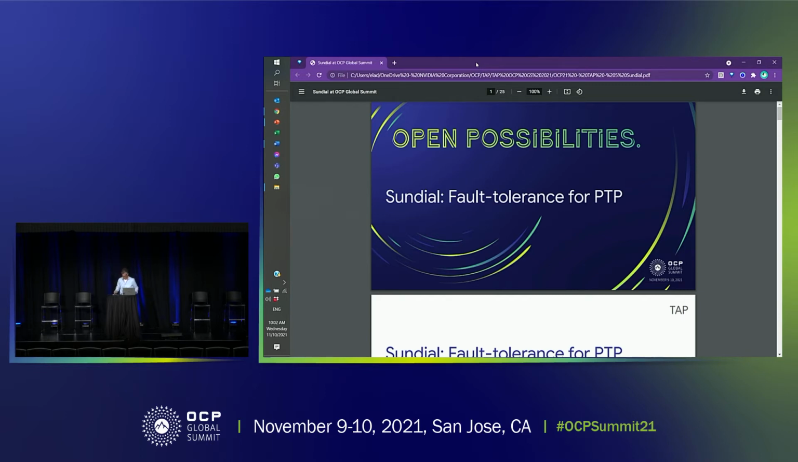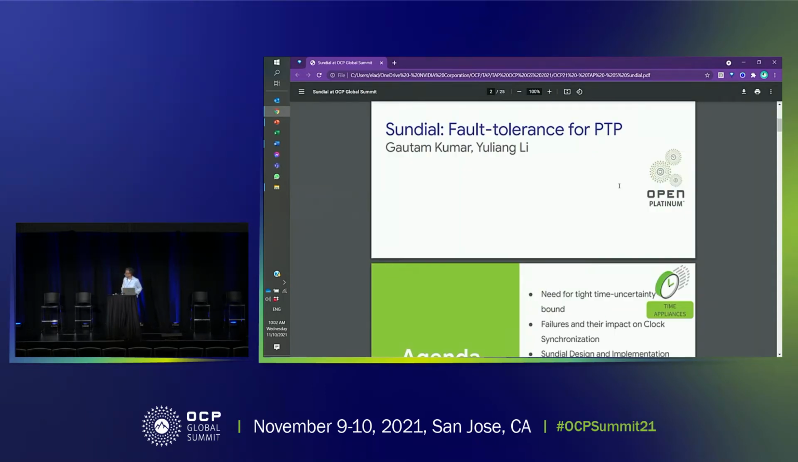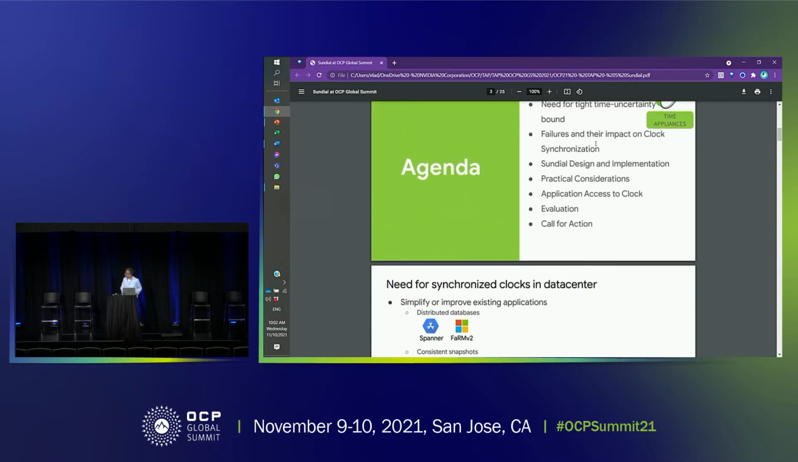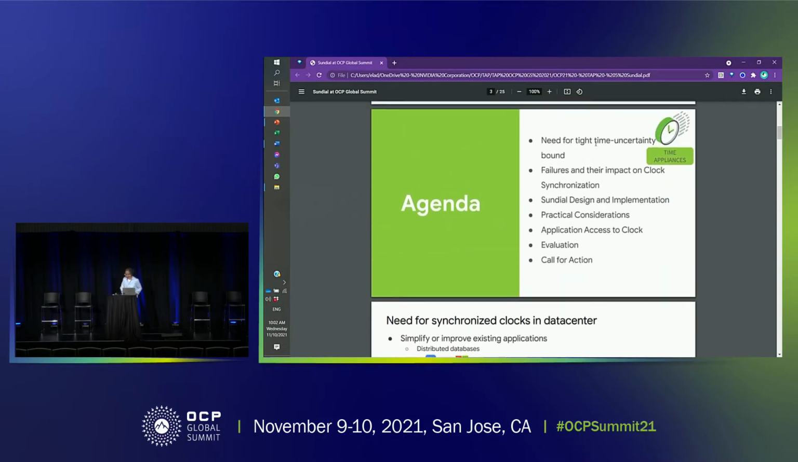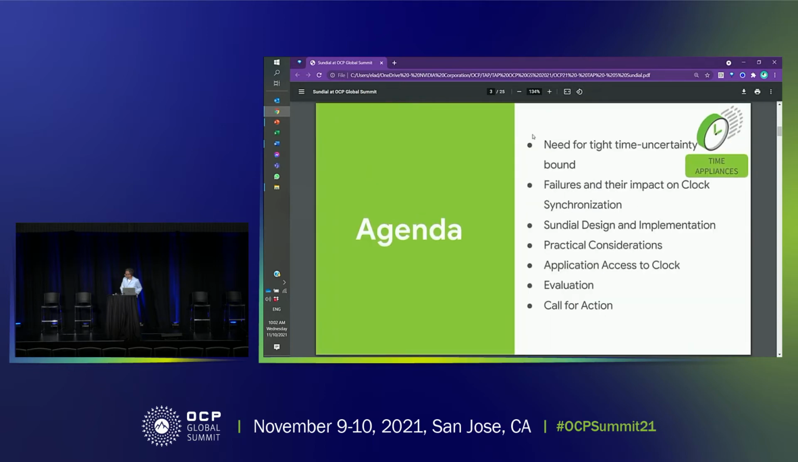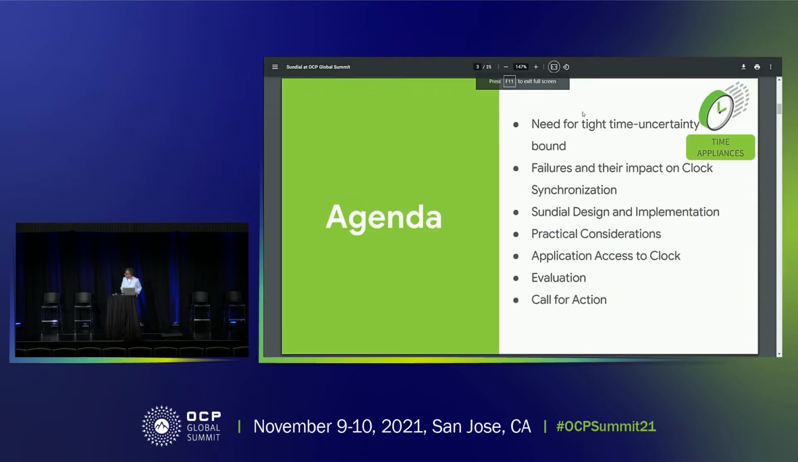Can we go to the next slide, please? Hi all, I'm Gautam, and together with Yuliang, we are going to present the design for Sundial, which is a hardware software co-design for next-gen fault tolerance capabilities for PTP.